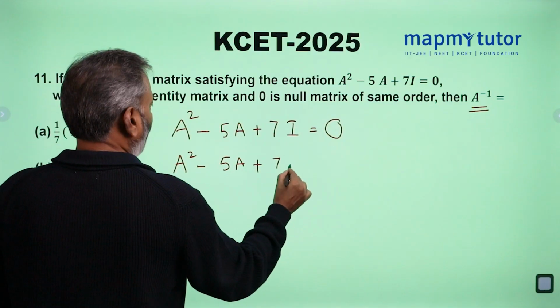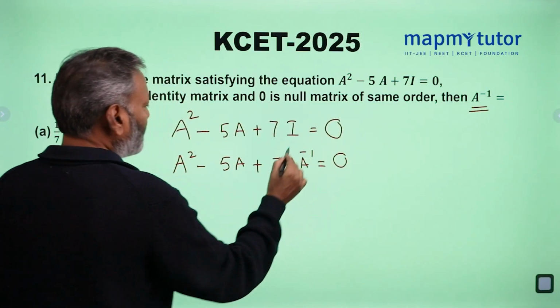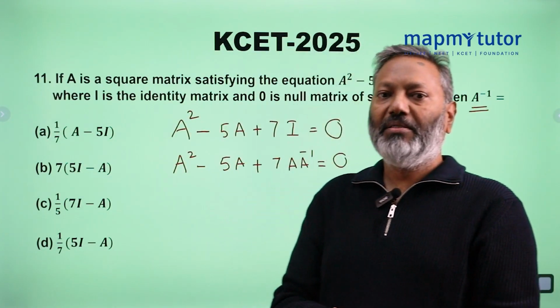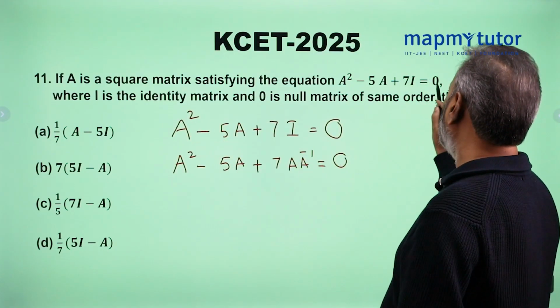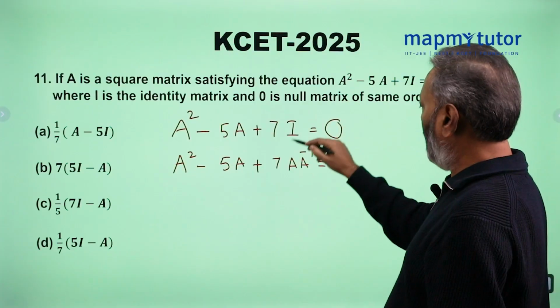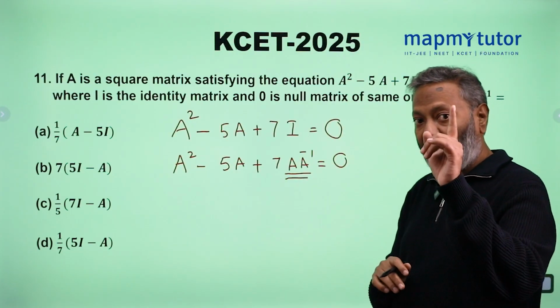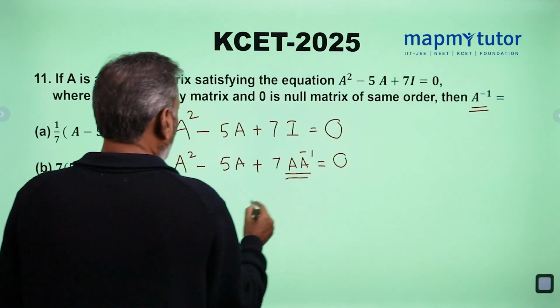And 7 into I can be written as A into A inverse by definition. Why am I introducing A inverse? Because I need A inverse. So, that is the first idea which leads to the solution. I is the identity matrix, which can of course be expressed as A into A inverse. A into A inverse is always I, that is by definition. Now, I'll shift these two terms to the other side.